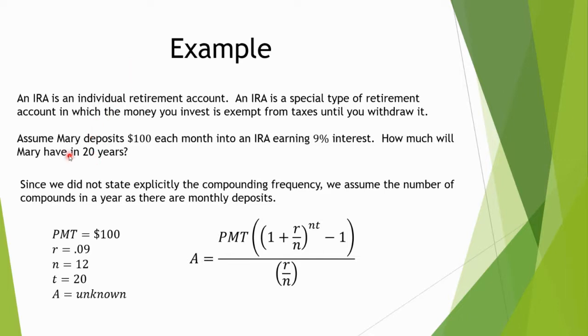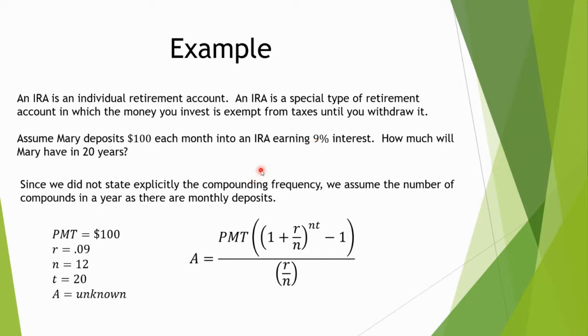Anyway, here we're going to assume someone named Mary is depositing $100 each month into an IRA, and it has an APR of 9%. In other words, the account is earning 9% interest. We want to know how much she's going to have in that account in 20 years.